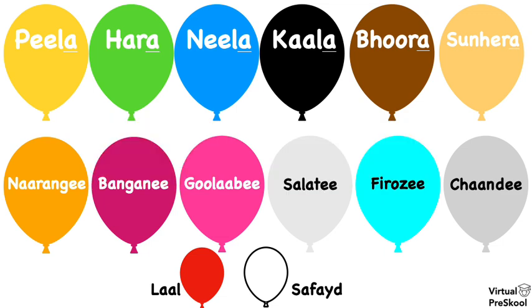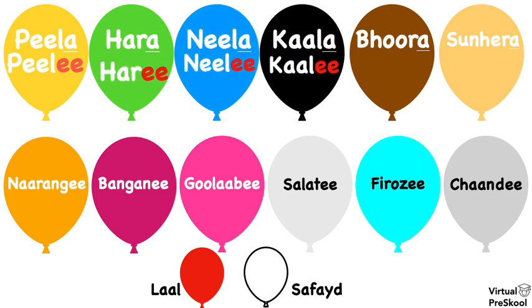So that means which color words change? The ones in the top row. What do they become? Notice that they all end with a. So they become pila becomes pili, hara, hari, nila, nili, kala, kali, bhura, bhuri, sunera, suneri. And the ones in the bottom row never change. Narangi is always narangi. Bangani, gulabi, saleti, ferozi, chandi, lal, and safed. They never change, regardless of what noun is being talked about in the sentence.